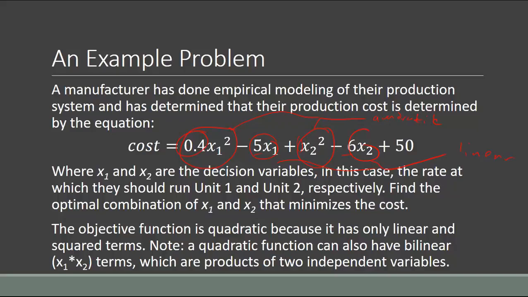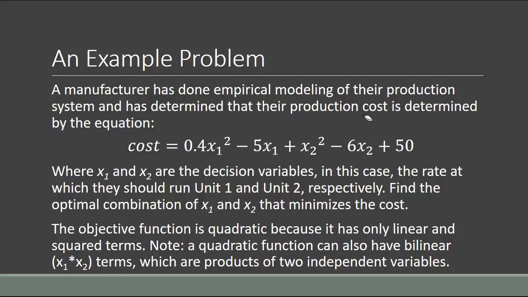In this problem, x1 and x2 are the decision variables, in this case the rate at which they should run unit 1 and unit 2. We want to find the right combination of x1 and x2 that results in minimal cost for this manufacturer. Our production cost is given here, and if we're trying to minimize cost, then this equation, cost as a function of x1 and x2, is our objective function.